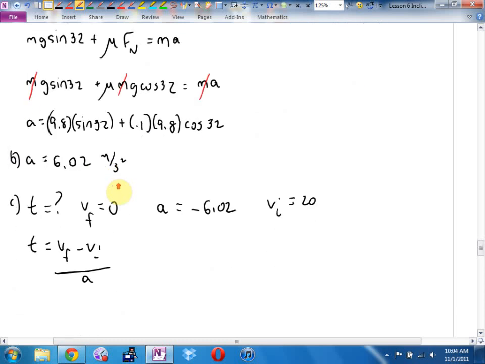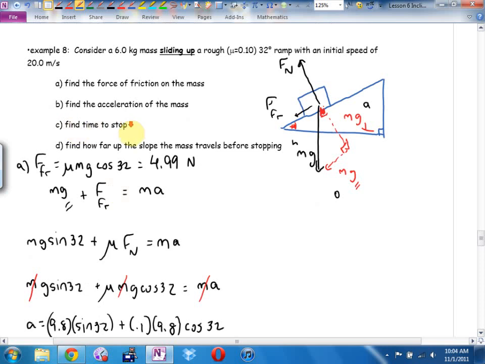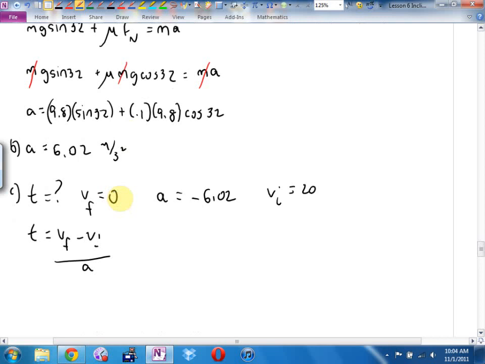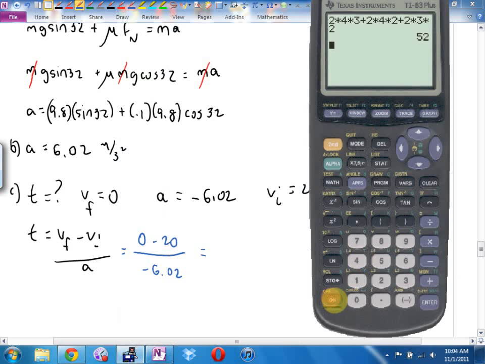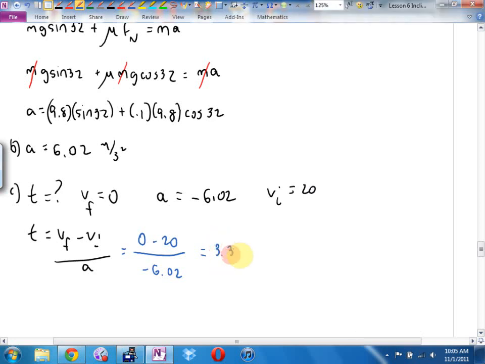Then, let's continue on. Part C says, find the time to stop. If I want it to stop, I know v final is 0. Now I called the acceleration negative. The reason I called the acceleration negative now, Brett, is we're slowing down, so it's negative acceleration from last unit. And if I crunch the numbers, I'll get the time it takes for this block to come to a stop as 0 minus 20 divided by negative 6.02, 3.32 seconds. That's part C.